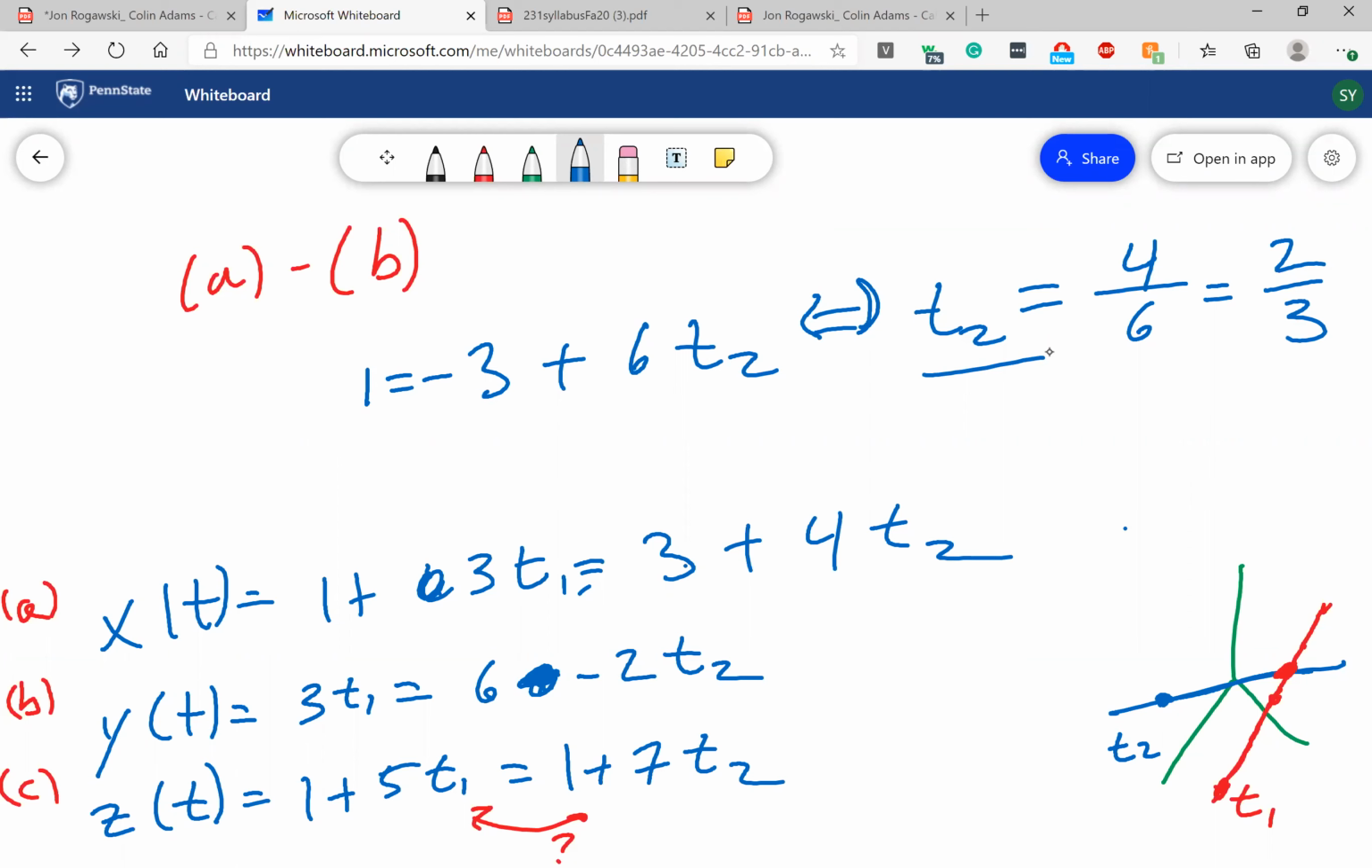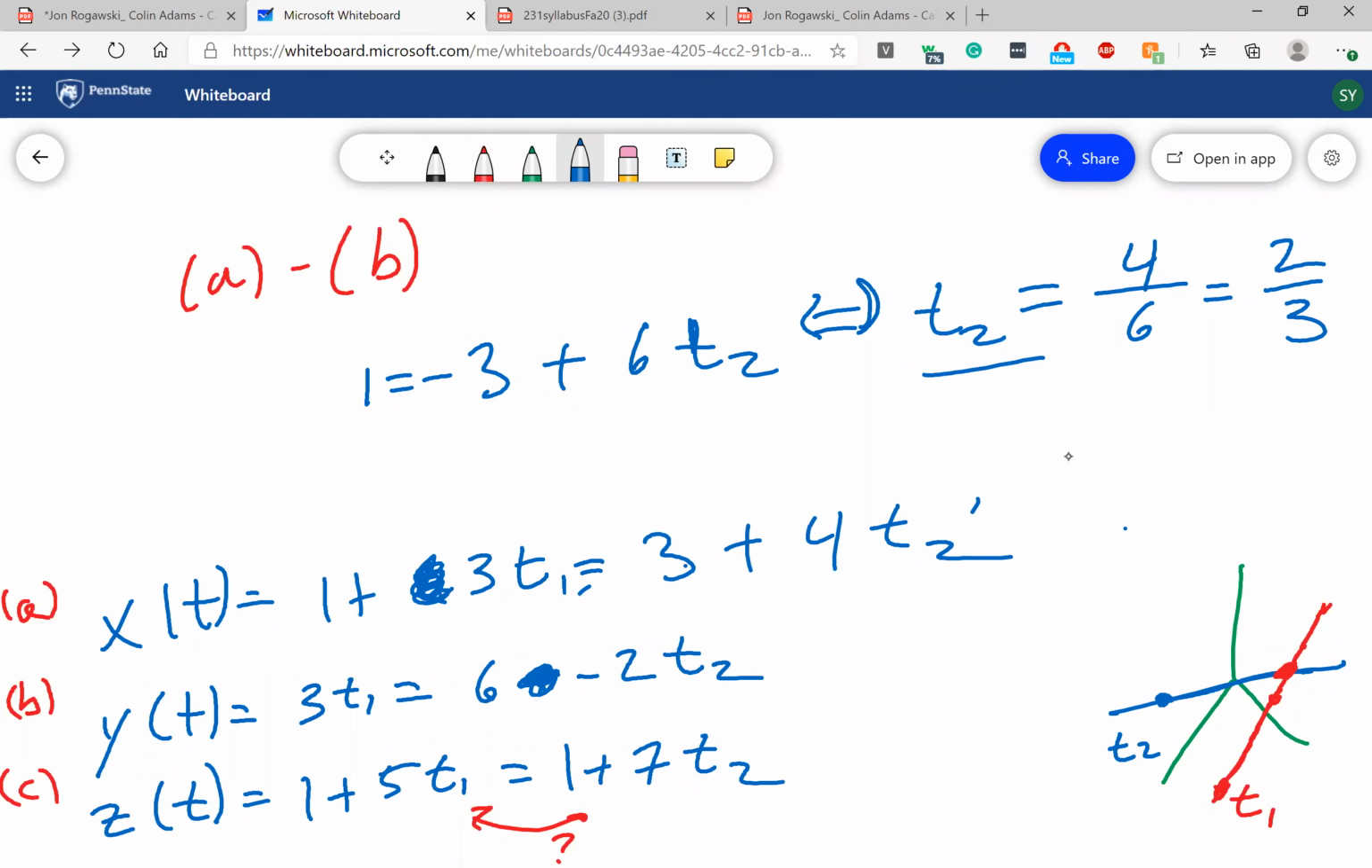Hey, why are we subtracting A minus B again? Because we want to only have T2 in the end. So if we subtract them, the T1s cancel, and then we can solve for T2 algebraically, because the equation that we have in the end does not have any T1s in it, right? Only T2s. And then we can solve for T2.